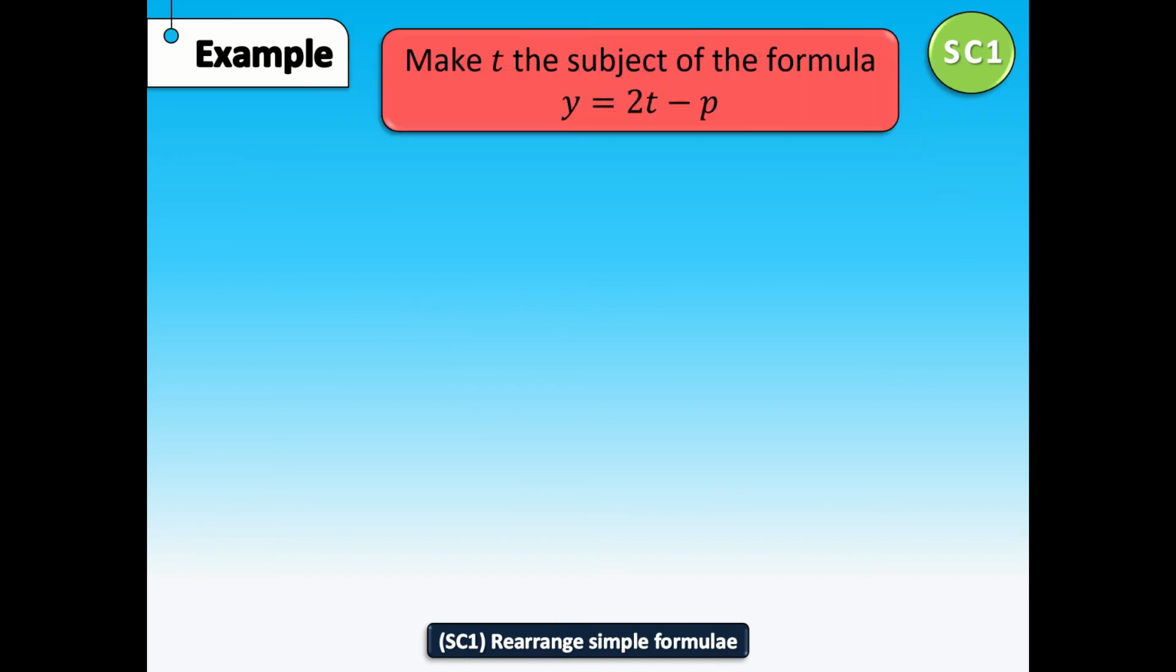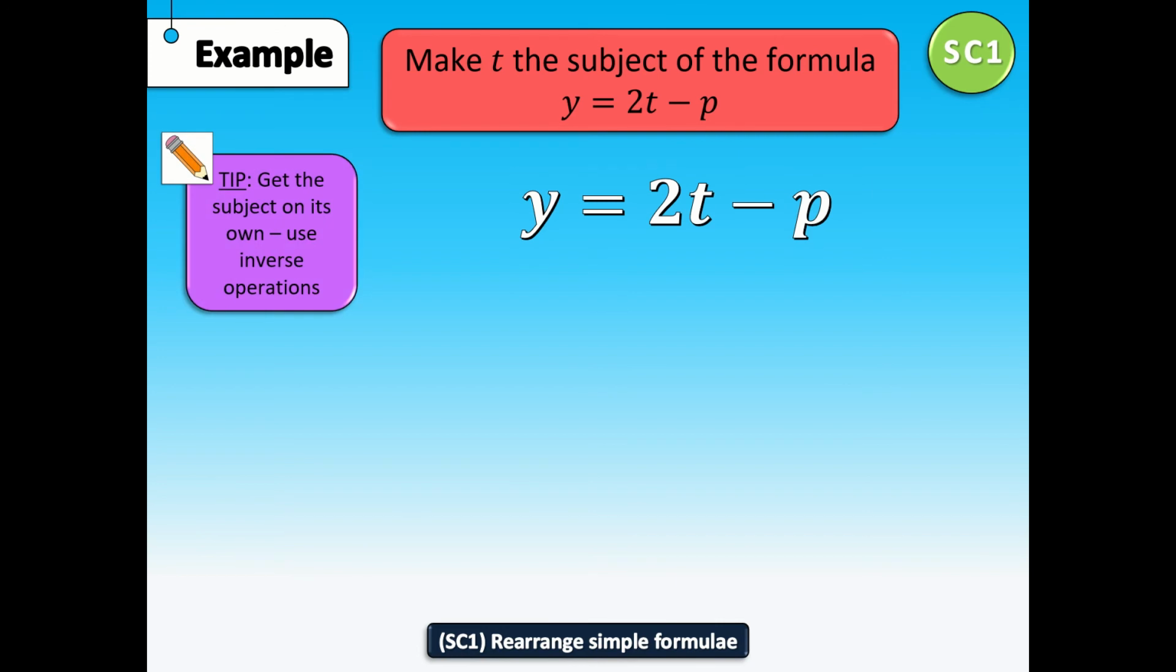So in this question, we want to make t the subject of the formula y equals 2t minus p. So we get the subject on its own by using inverse operations. So we're going to use the balancing method, and we can start by getting rid of the minus p by adding p to both sides. What you do to one side, you've got to do to the other.